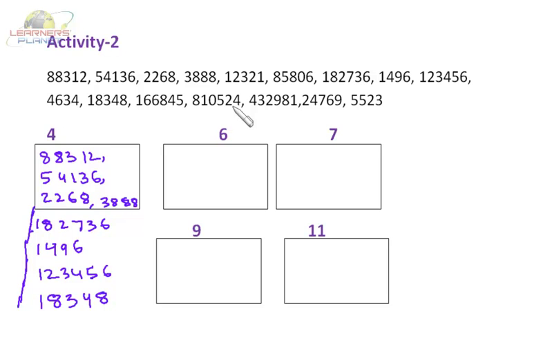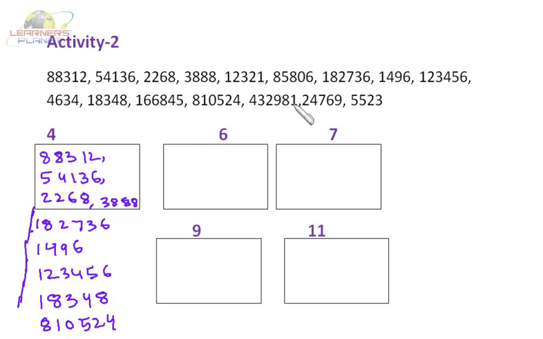In this case, the last two digits are 24, and 24 is a multiple of 4, or we can say 24 is divisible by 4. That means the complete number will be divisible by 4. So let's write it over here. It's 8, 1, 0, 5, 2, 4.